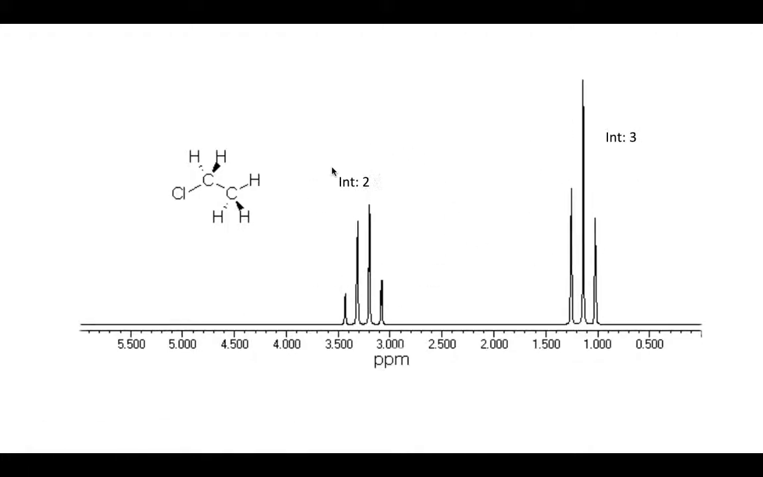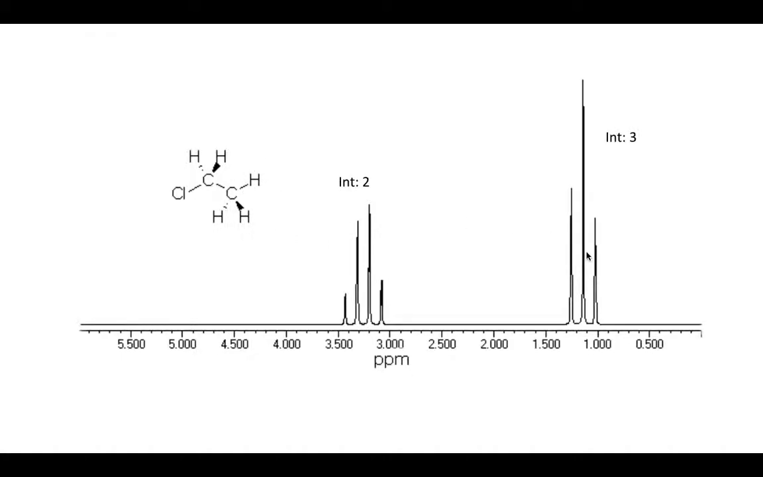Now if we look at the integration given to you here, INT for integration, the integration for this signal is 2, which we'd expect because these hydrogens are closer to the chlorine, so we'd expect them further downfield. So here's your integration of 2. That must be a hydrogen environment with 2 hydrogens. This one has an integration of 3. Notice it has nothing to do with the splitting. We're going to get to that in a second. Just because this is 3 and you see this split into a triplet, those have nothing to do with each other. This 3 means it represents 3 hydrogens.